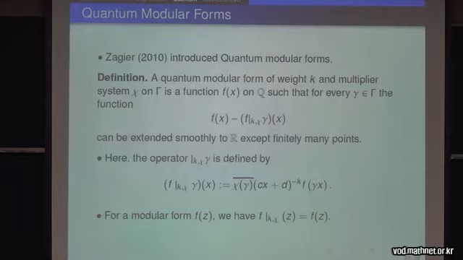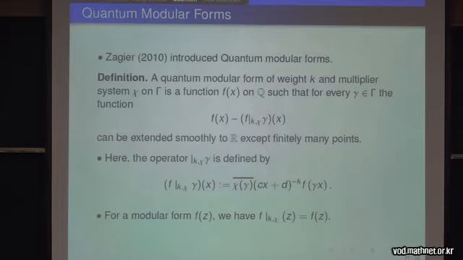If it is a modular form, then the difference between f of x and the slash operator is identically 0. But instead of requiring that it is identical, he requires that it has a good property. In most cases, by good property, he means that it can be extended to the whole real line. So he defined this class of functions as quantum modular forms.